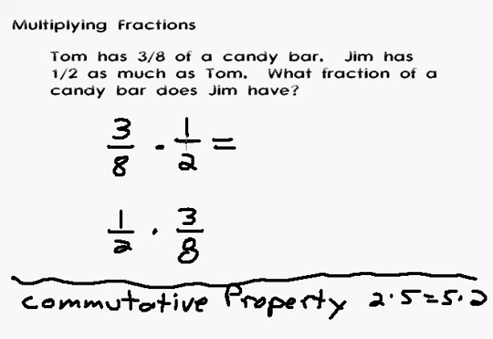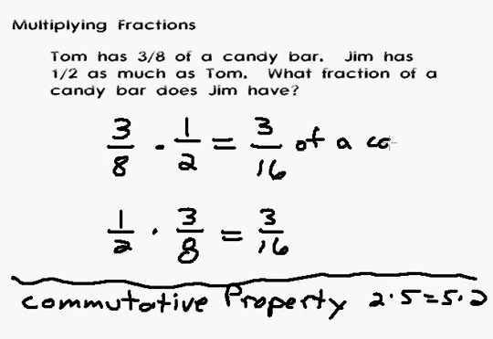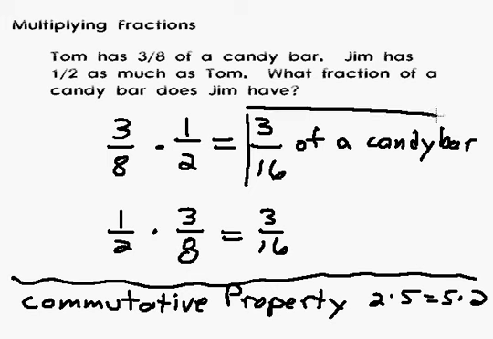I'm going to multiply straight across. 3 times 1 is 3. 8 times 2 is 16. Notice if I would have switched them around and did a half times 3/8, I would have gotten a 3 and a 16. Same thing, doesn't matter. So 3/16, let's see, what's my label here? 3/16 what? Tom has 3/16 of a candy bar. Alright, so there's a couple applications of multiplying fractions and when you'd use them to solve problems.